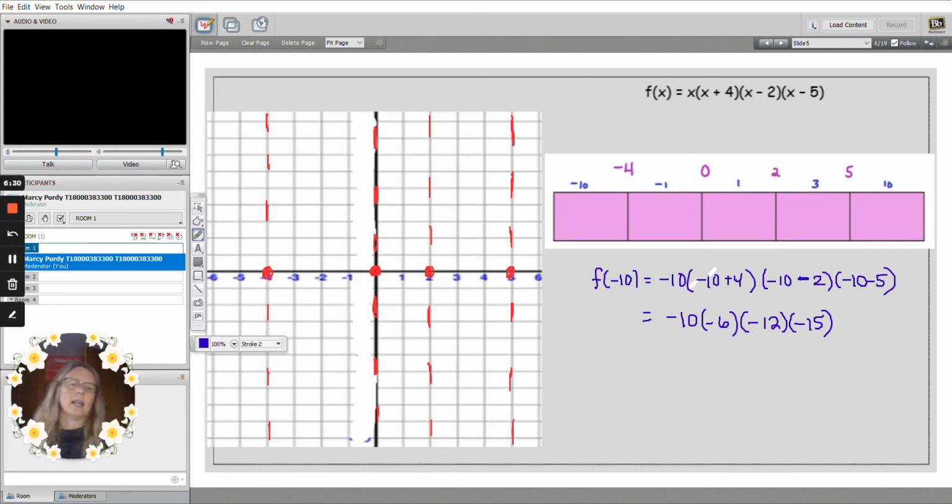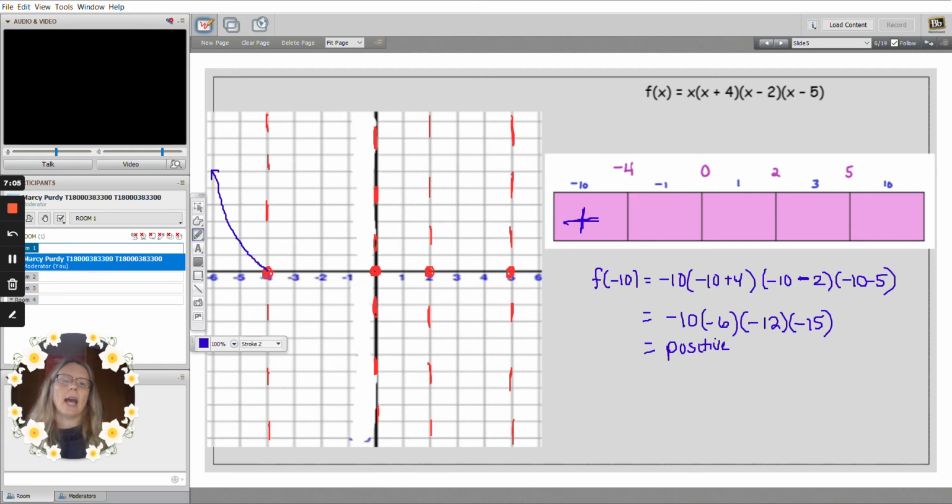So if I take a negative times a negative times a negative times a negative, I'm going to get a positive. So I'm going to put a plus here, equals positive. What that tells me is that the left side of the graph is sitting above the x-axis. So that means I can draw the left side of my graph so that it's sitting above the x-axis.